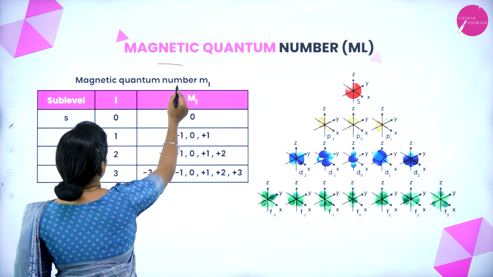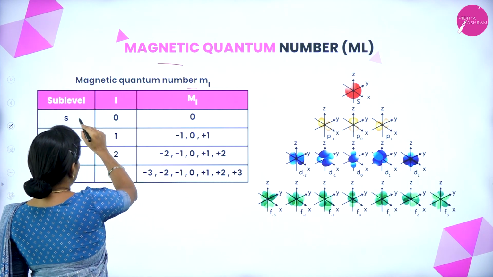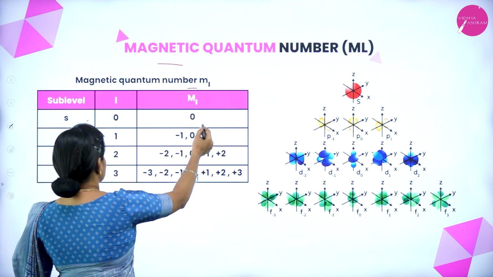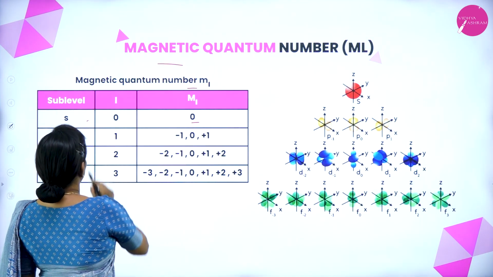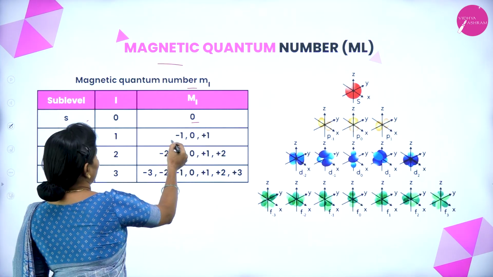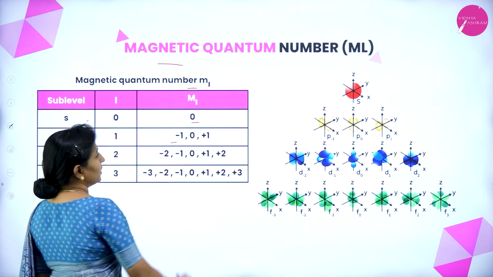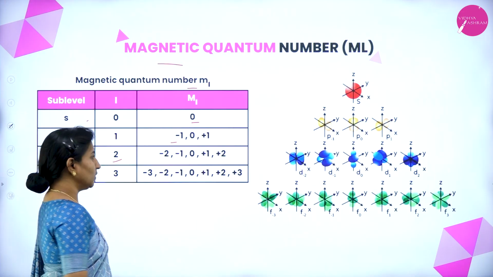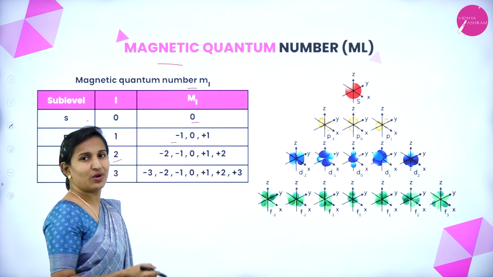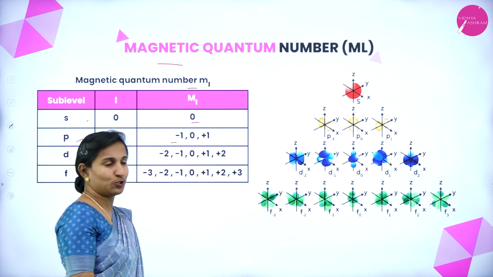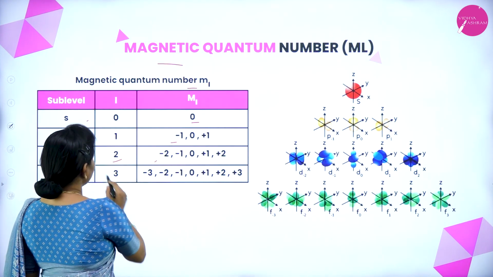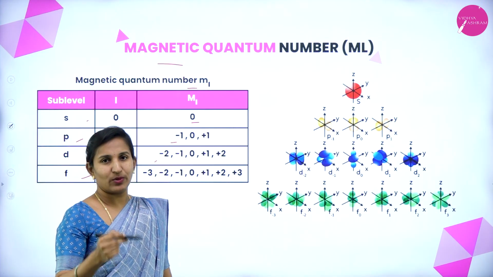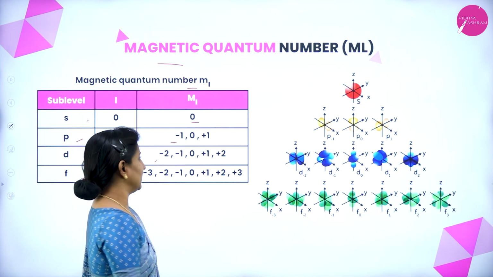The magnetic quantum number, m sub l: for the s subshell, l equals 0, m equals 0. For the p subshell, l equals 1, m equals 0, minus 1, plus 1. For d, l equals 2, m equals minus 2, minus 1, 0, plus 1, plus 2. For f, l equals 3, m equals minus 3, minus 2, minus 1, 0, plus 1, plus 2, plus 3, and so on.